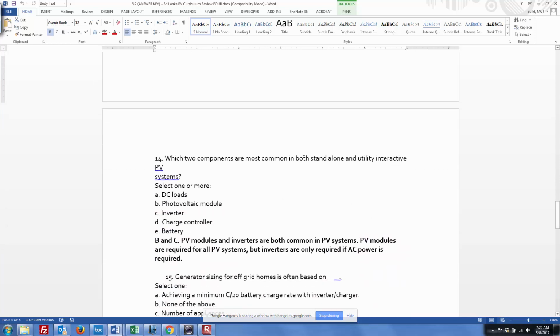Which two components are most common in standalone utility? And the answer is you always have a PV, and you're almost always going to have an inverter. Typically a DC load is, well, something like a phone, which is common, but normally we're doing PV so we can have larger appliances. Charge controllers and batteries would be for only standalone, not so much for utility.